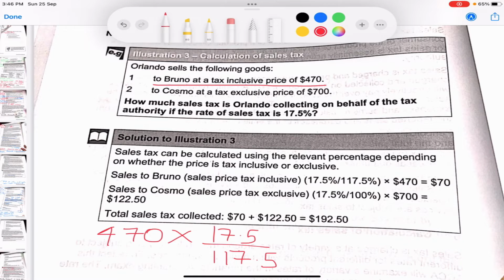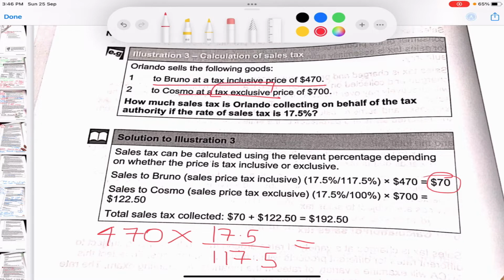What else have they done? 470 into this. Same thing what we have done, which matches with our formula. You know our formula now. So if you find the answer, you will be getting $70. Now let's come to the second one, tax exclusive.